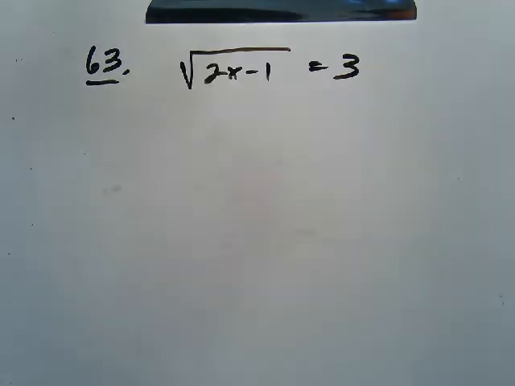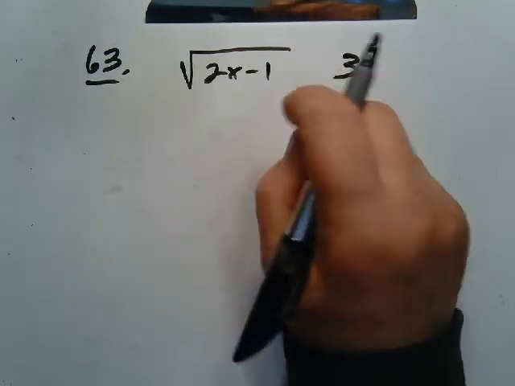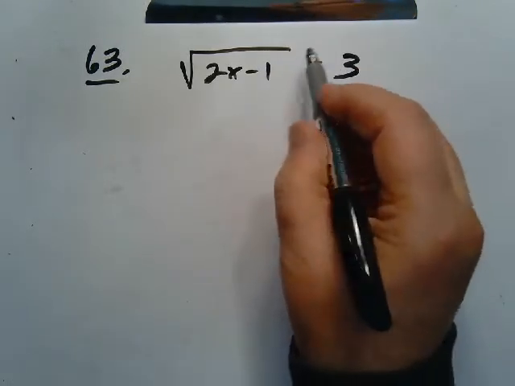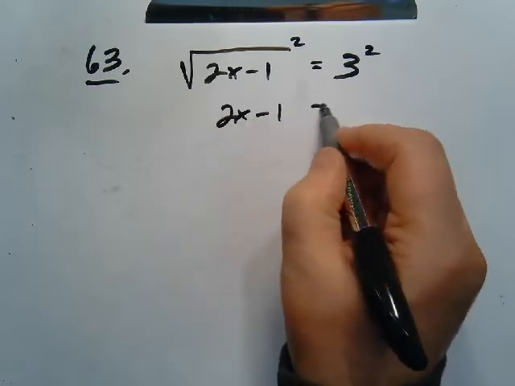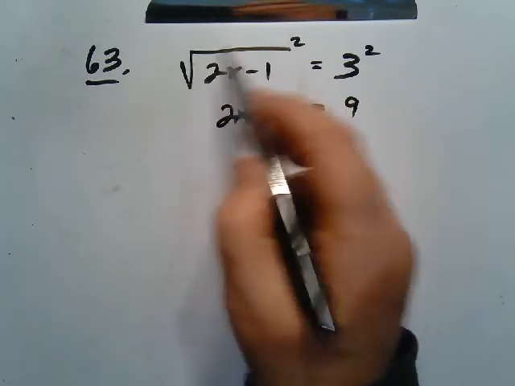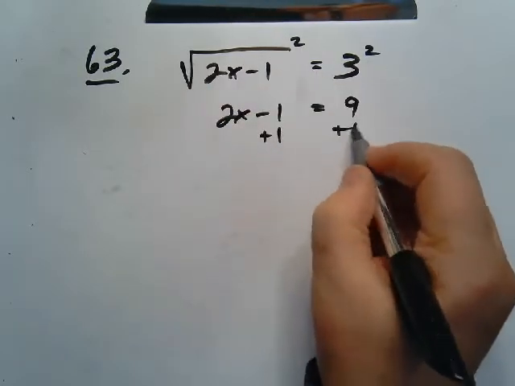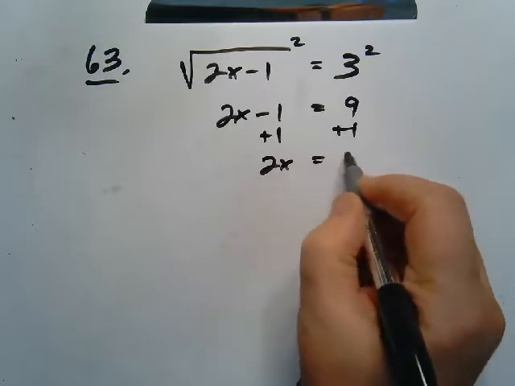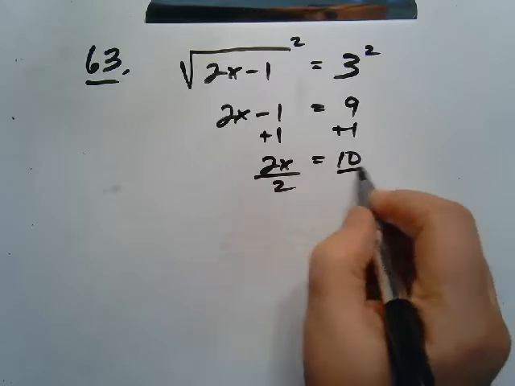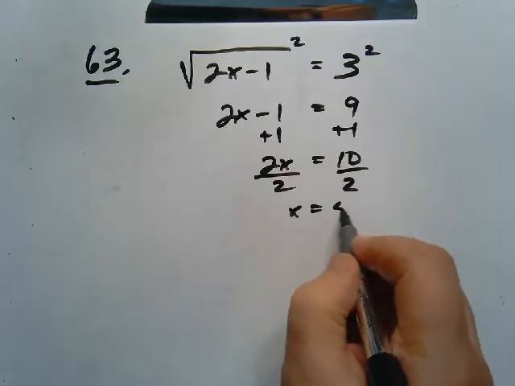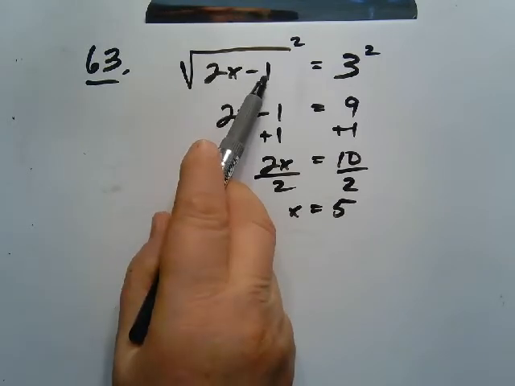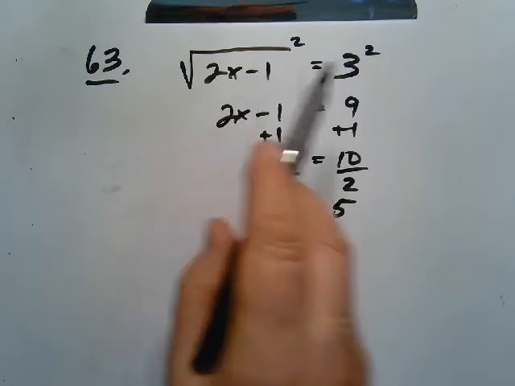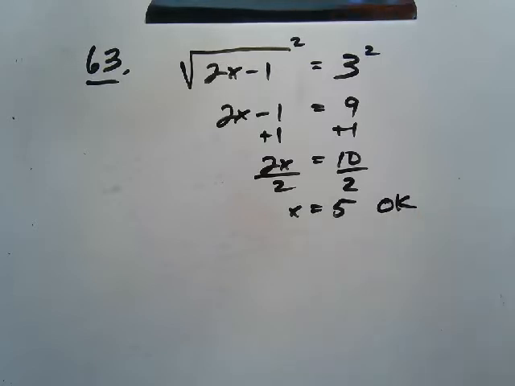All right. This is kind of a no-brainer for all of you, I'm sure. We're going to start by squaring both sides, and we get 2x minus 1 equals 9. The square and the square root undid each other there. Adding 1 to both sides, 2x is 10, and x has got to be 5. Stick that back in. 2 times 5 is 10, minus 1 is 9. Square root of 9 is 3. That works.